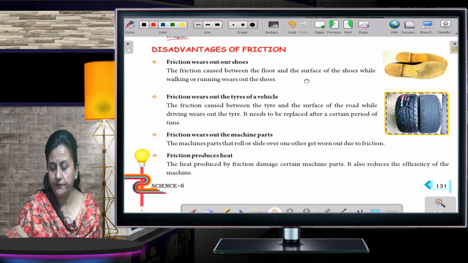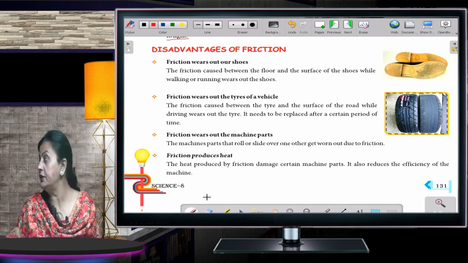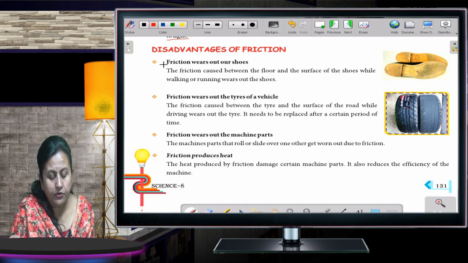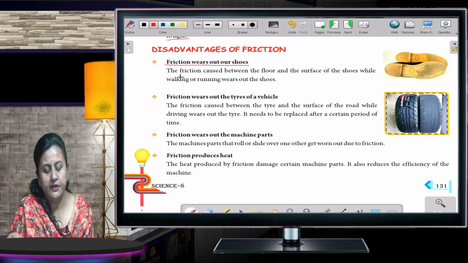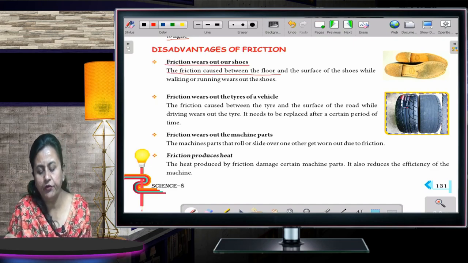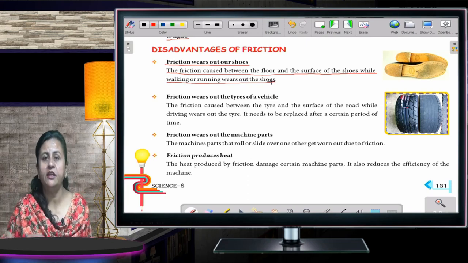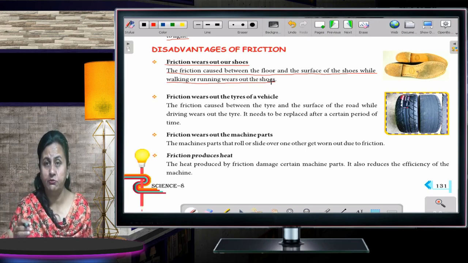Disadvantages of friction. You can see on your screens also. Friction wears out our shoes. The friction caused between the floor and the surface of the shoes while walking or running wears out the shoe. Okay, when we are wearing the shoes, finally what happens? Every day we are wearing the same shoe, same shoe, same shoe. The friction is acting upon that. And what is happening? It is worn out. Worn out means it gets spoiled also.